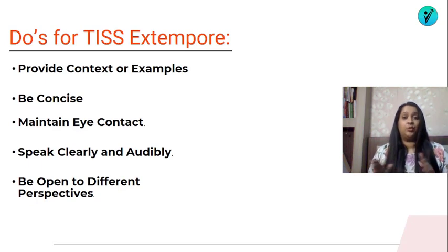Now, these are a few do's and don'ts of extempore. Provide context or examples. This is very important because it gives credibility to what you are speaking on. It's also important to elaborate on topics, but at the same time, don't go overboard. Maintain eye contact. Like I told you, the TISS extempore is going to be an online process, so the best way to maintain eye contact is to look into the webcam or the camera of your PC or laptop. Speak clearly and audibly.